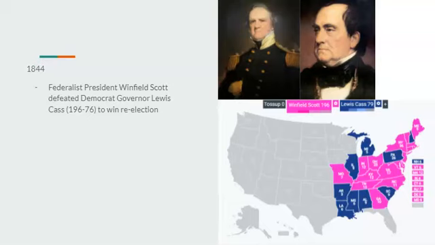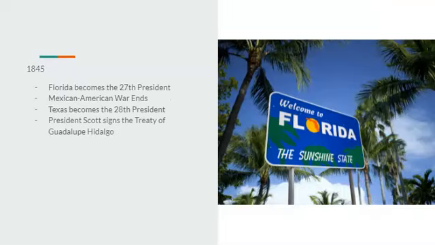Going on to 1844, Winfield Scott, pretty popular after the victory in the Second Seminole War, goes on to defeat former Democrat Governor Lewis Cass of Michigan. He goes on to win a second term defeating Cass, a very popular guy, Winfield Scott is. 1845, Florida will become the 27th state.